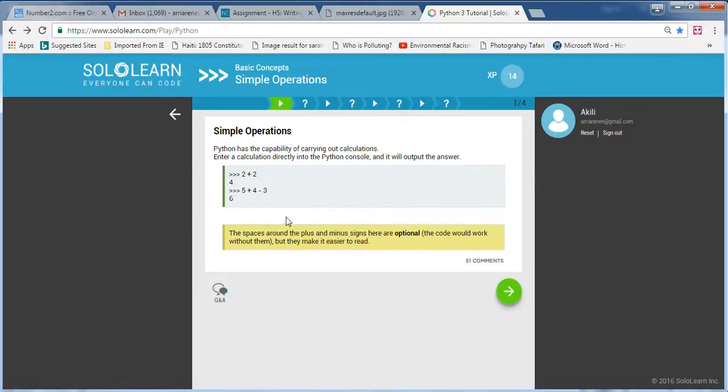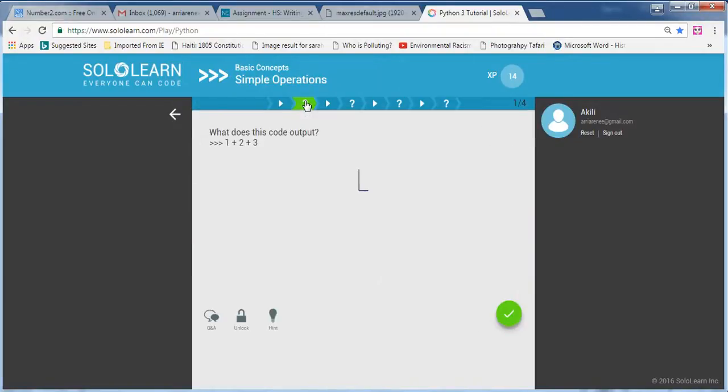I like looking at the example because this really helps me. Like 2 plus 2 is 4, right? So that's the output of the code. And 2 plus 4 minus 3 is 6. That's the output of this code. So the next section is going to be as easy as that. 1 plus 2 is 3, plus 3 is 6. Correct? Yay! Okay.